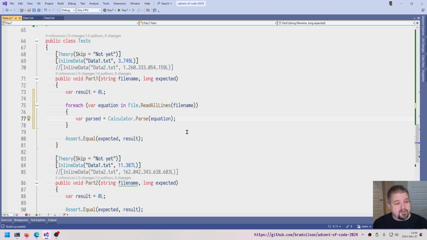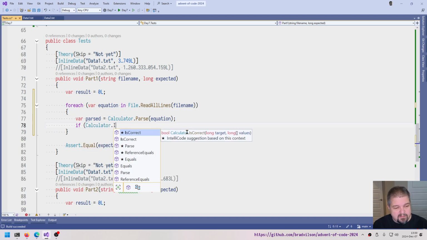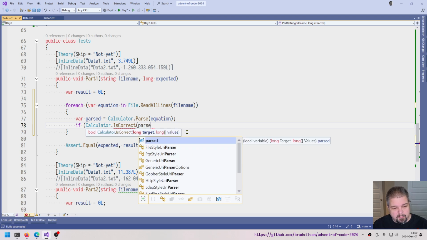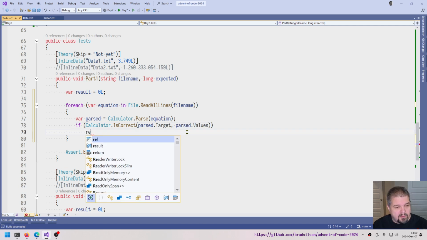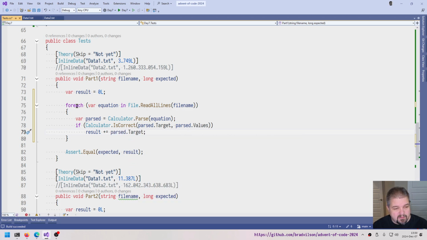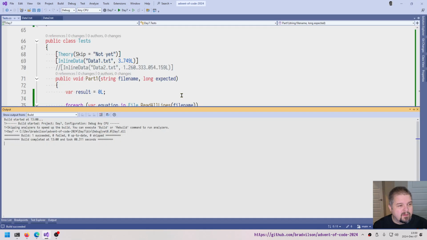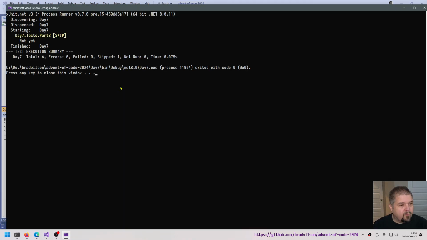All right, so we have this parsed, and then we're going to say if calculator is correct for the parsed target and the parsed values, then the result plus equals the parsed target. All right, so we need the addition of all the correct targets. Is that going to get us 3749? It helps to stop skipping. Okay, so that got us 3749.